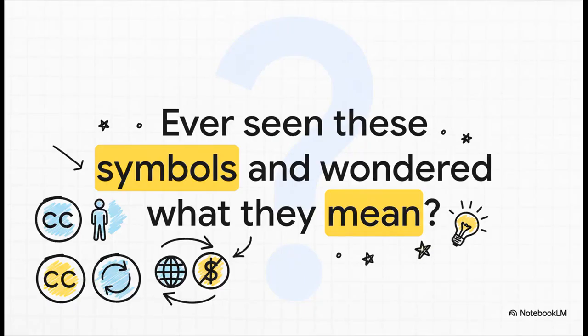So have you ever been scrolling through a site like Wikipedia, or maybe looking for an image for a project, and you see these little symbols pop up? You know, the letters CC, that little person icon, that circular arrow. Did you ever just stop and wonder, what do those things actually mean? What are the rules they're setting for me?